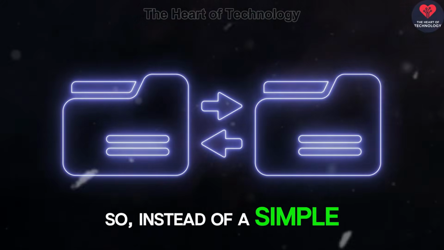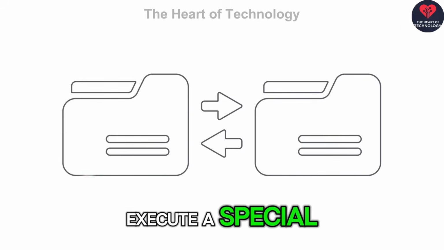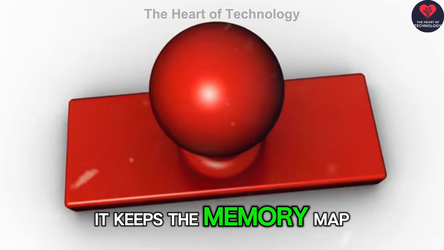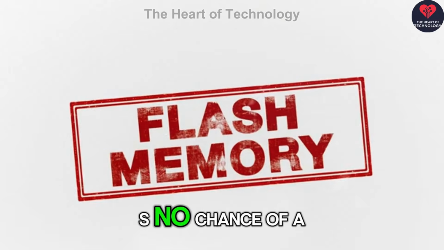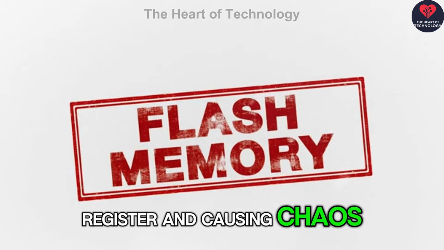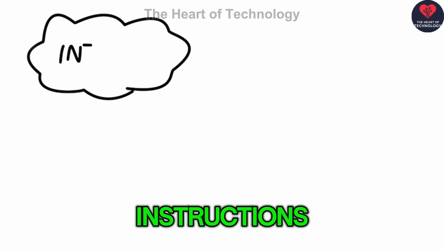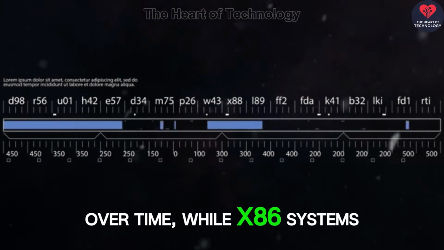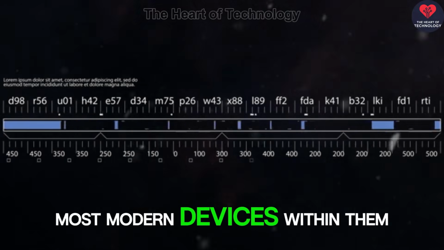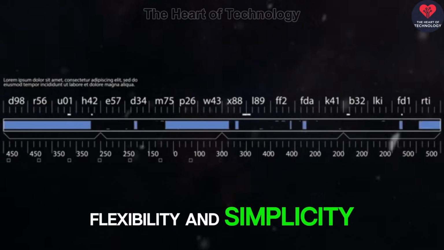So instead of a simple move instruction to a memory address, the CPU would have to execute a special out instruction to a specific port number. The trade-off: it keeps the memory map clean and simple. There is no chance of a buggy program accidentally writing to a device register and causing chaos, but it also means the CPU needs a more complex set of instructions. Over time, while x86 systems still have this legacy capability, most modern devices within them have moved to using memory-mapped I/O for its flexibility and simplicity.